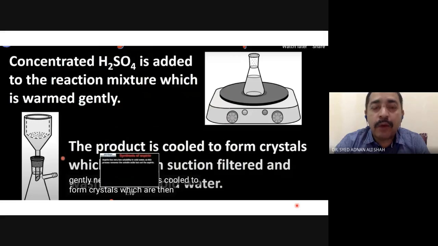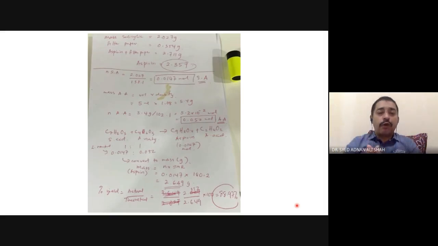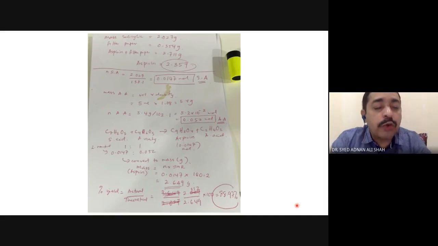So now I have covered the first step, which is the synthesis of aspirin. The second one, crystallization, how it crystallizes in the cold water. The third one is recrystallization for further purification of aspirin. And after this, how to find out the percentage yield. So these are the 4 steps, right? The last step is how you can find out whether this product is aspirin.